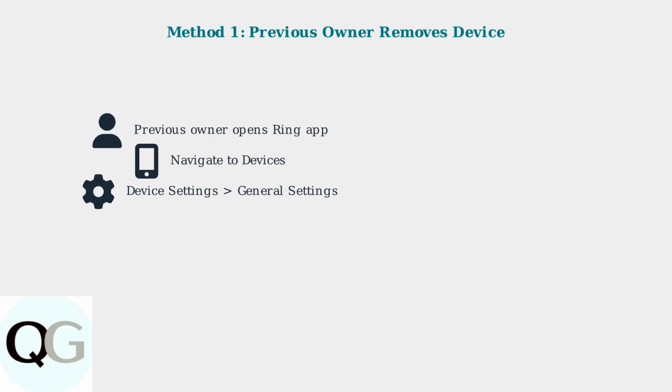They need to open the Ring app, navigate to Devices, select the doorbell, then go to Device Settings and General Settings. Finally, they tap the Remove This Device button. This completely disassociates the doorbell from their account, allowing you to claim it as the new owner.